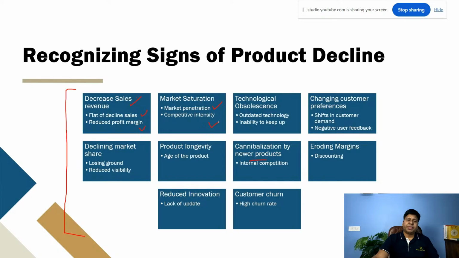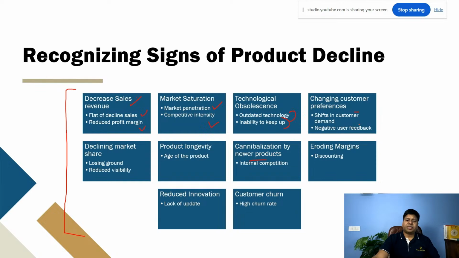Competitive intensity: there is a possibility competitors are providing better solutions, or previously we were enjoying the premiumization of our product, and right now it is commoditized. Technical obsolescence, outdated technology: there is a possibility that our technology is not up to the mark. Inability to keep up: we may not be able to keep up with the latest trends and technology. We should not shy away from all these things. These are the tough discussions we should have and acknowledge.